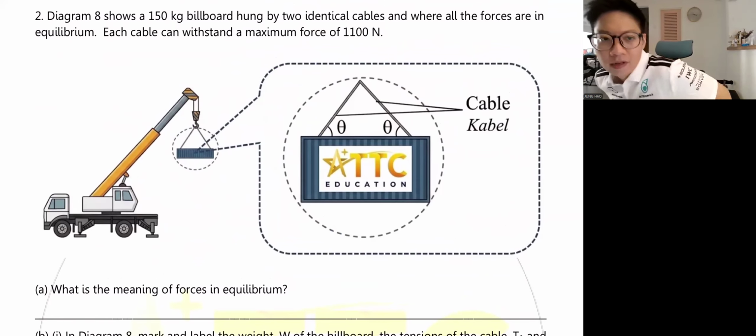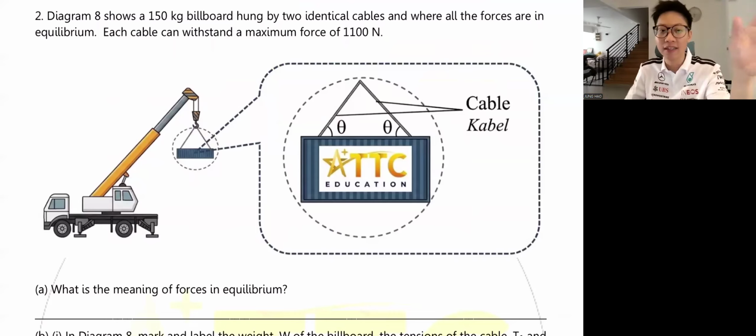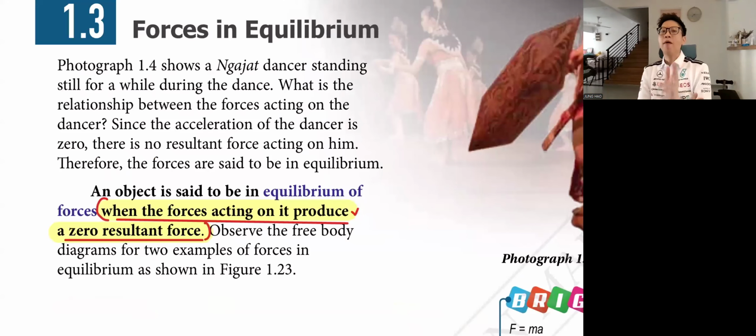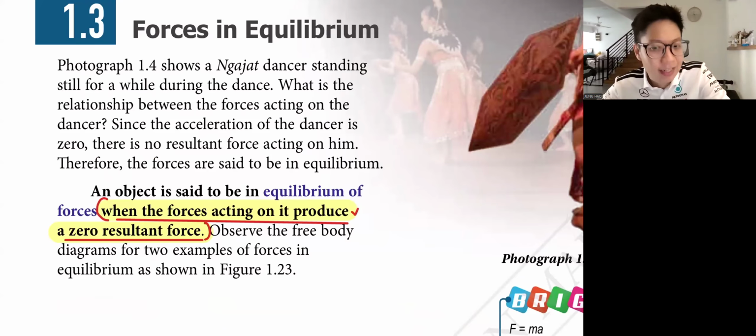Okay, last time, for forces in equilibrium, we would usually just say something like, oh, there will be no force, there will be a zero force, everything. Now, okay, I want you all to use the answer that's given in the textbook. Equilibrium of forces is when the forces acting on it produce a zero resultant force. Guys, I do not accept 'no force' lah, it must be no resultant force. Cannot. Acting on it produces zero resultant force. So please write this down right now.